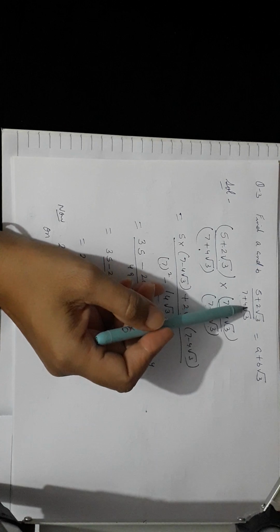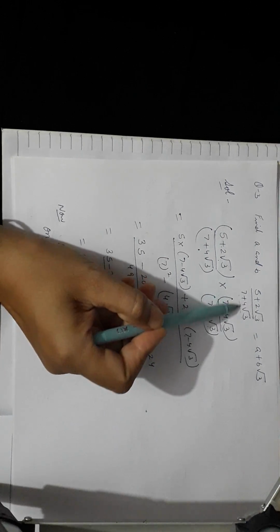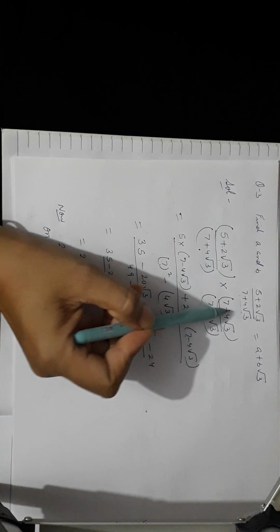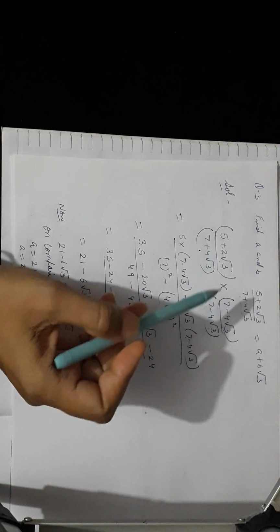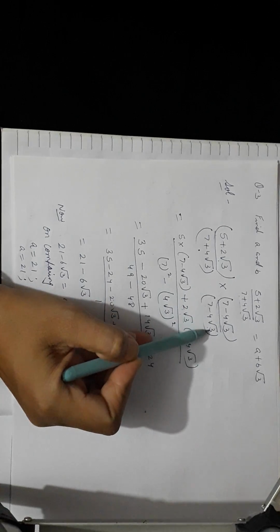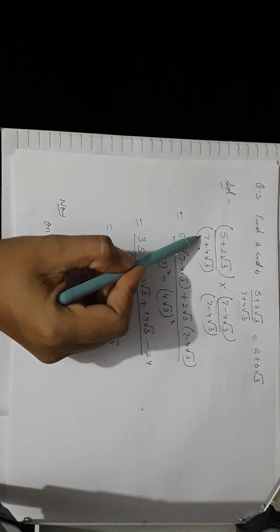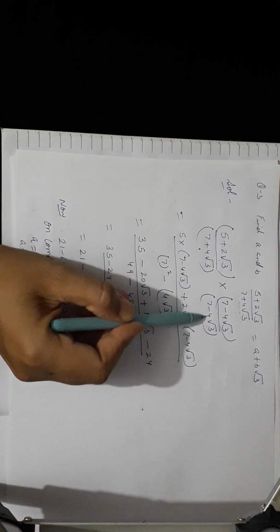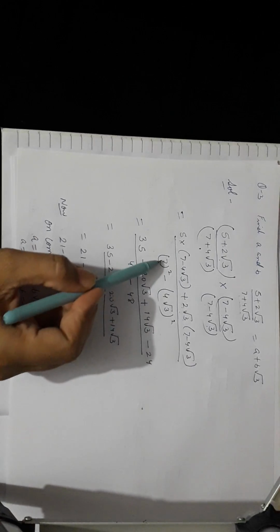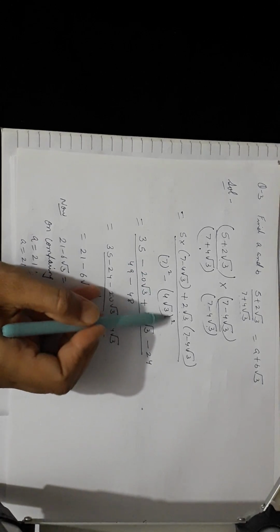Now, how to solve the LHS of the equation? In the denominator you can see you have 7 + 4√3. So we will multiply the numerator and denominator by its conjugate, (7 − 4√3)/(7 − 4√3). In the denominator we have 7 + 4√3 and 7 − 4√3, so we can apply the identity (a + b)(a − b). So the denominator will become 7² − (4√3)².